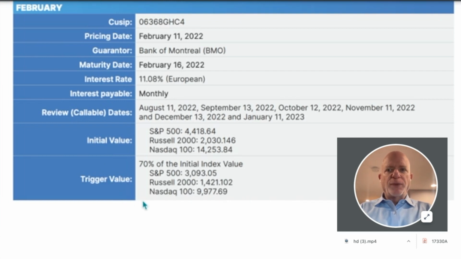Trigger value, 70% of the initial index value. So what we are looking for with the European style note is that we have the upside, the max upside for a year, is this 11.08.